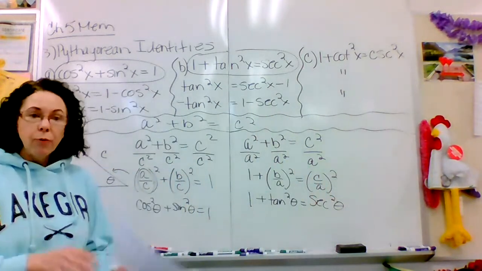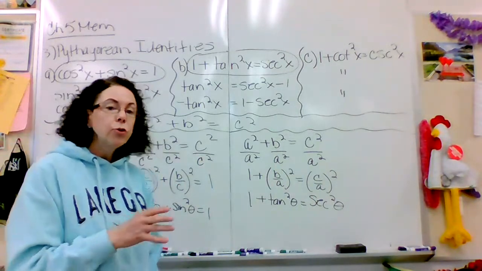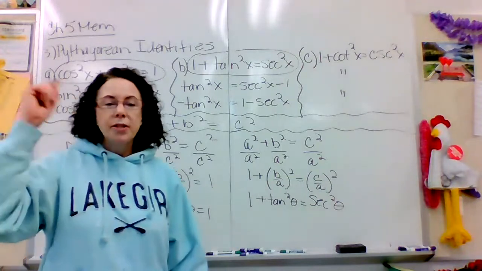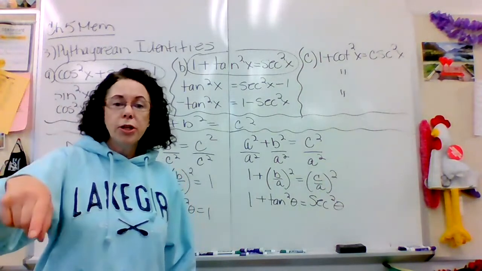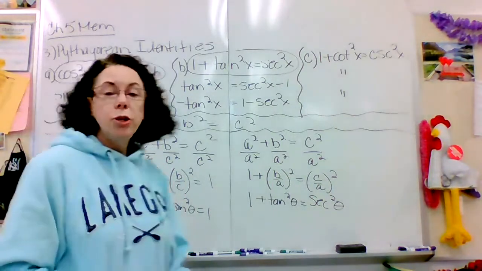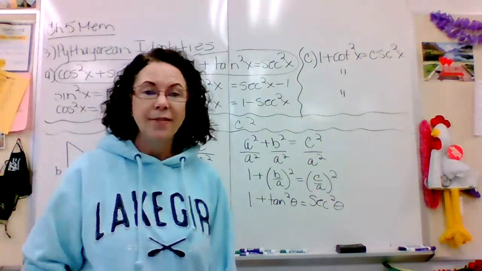Okay, now we're going to talk about how we use numbers 1, 2, and 3 on the memorization quiz, reciprocal identities, quotient identities, and Pythagorean identities, to work with section 5.1 and then 5.2.